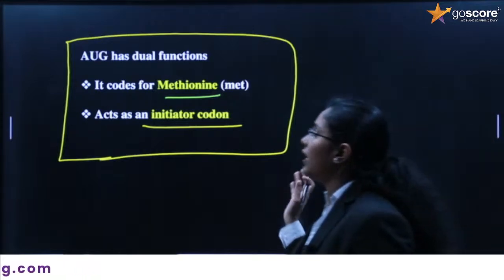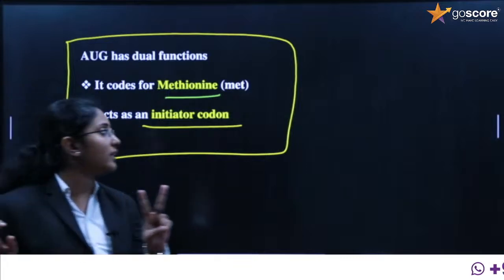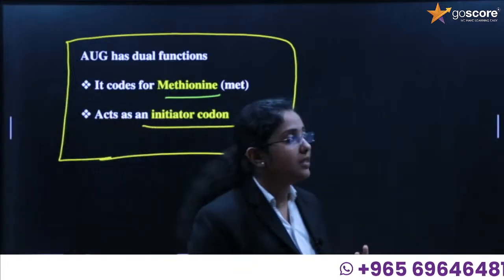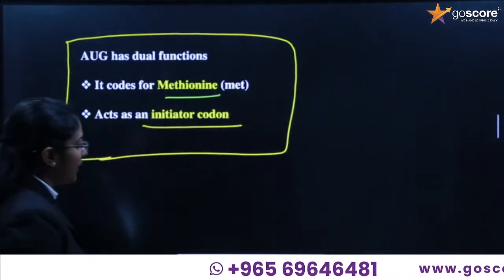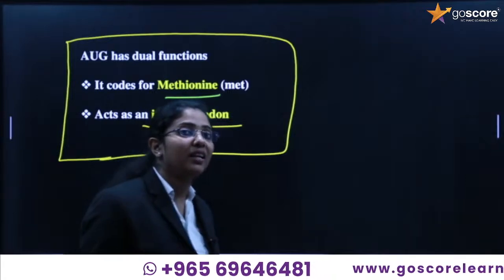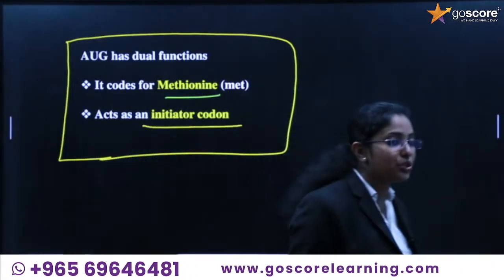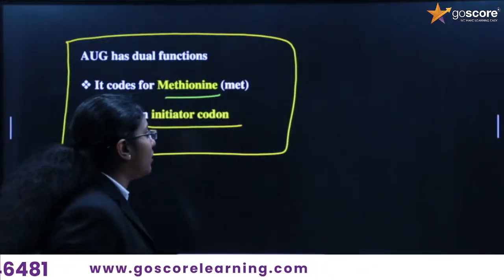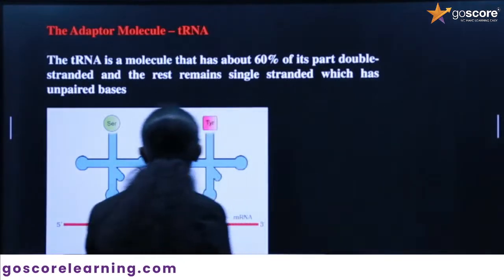Is it clear? It is very important. AUG has a dual function. It acts as an initiator codon, and it also codes for methionine, which is an amino acid. So this is all about the genetic code. You have to study the specific characteristic features of the genetic code, and let's see how this genetic code helps in translation, and also what the structure of tRNA is.